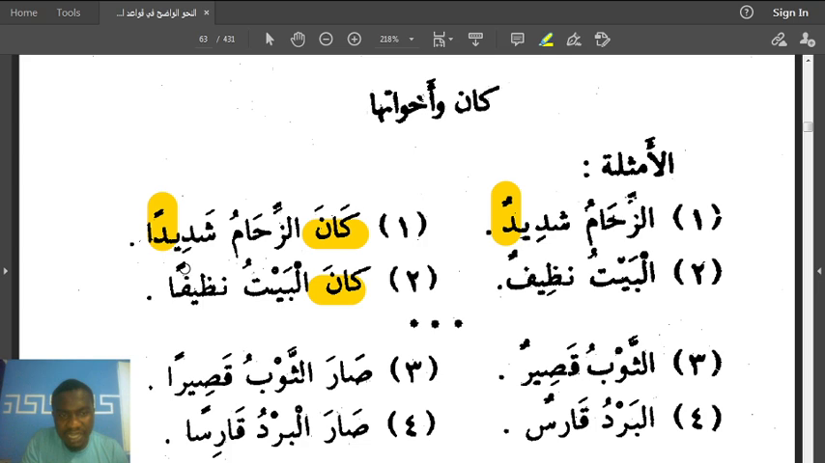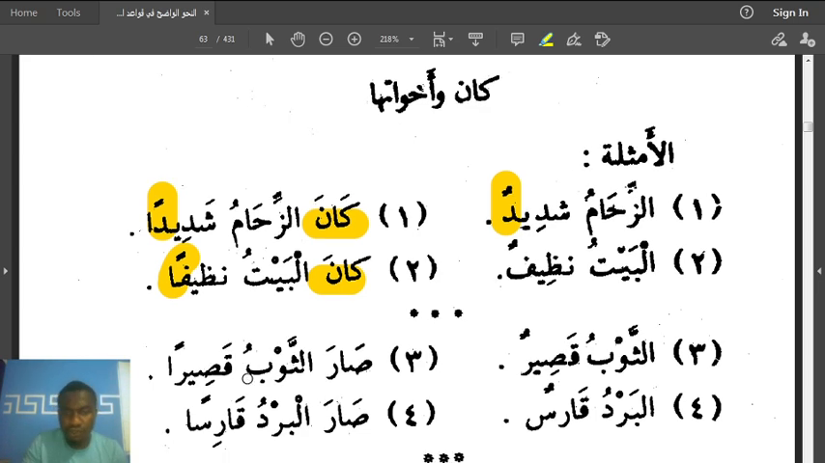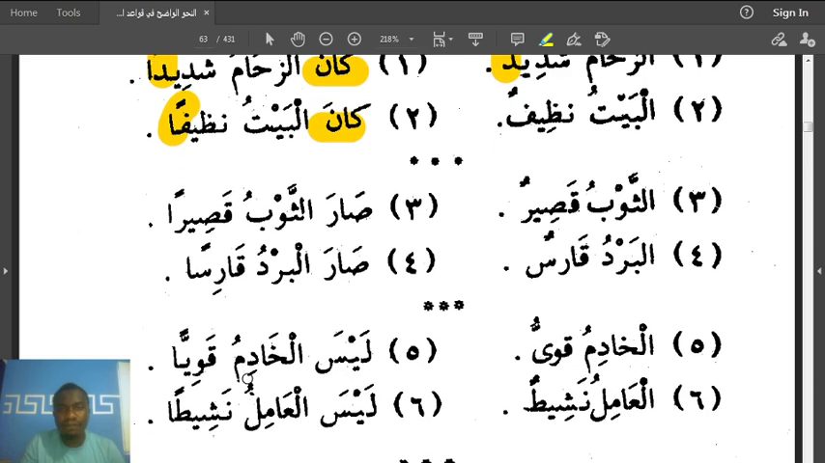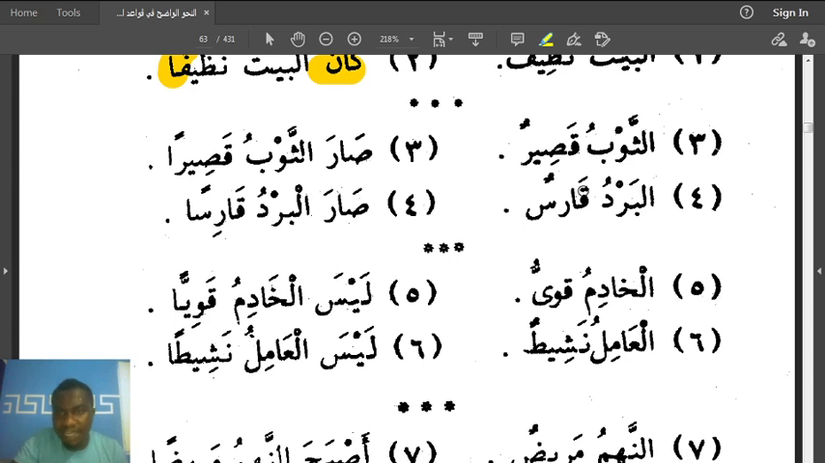Nazifan. So you note here again that fatha has been introduced. The khabar has become mansub instead of the original marfu' it was. Okay, let's go on. We have again athawbu qasirun.